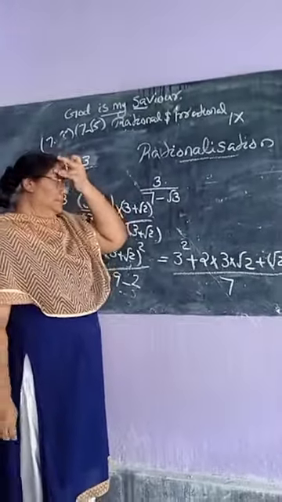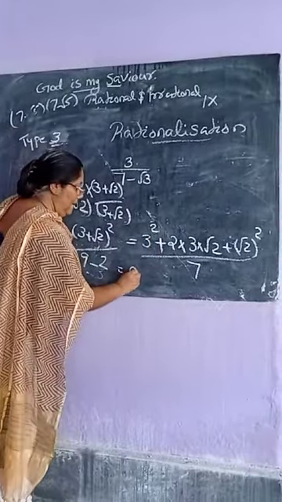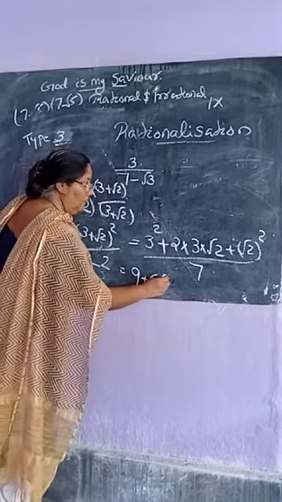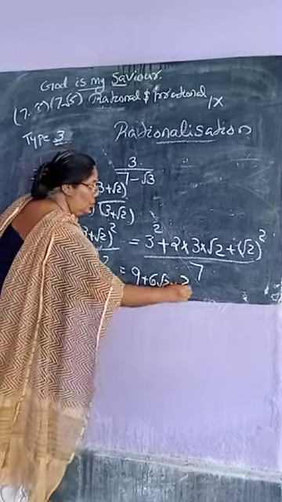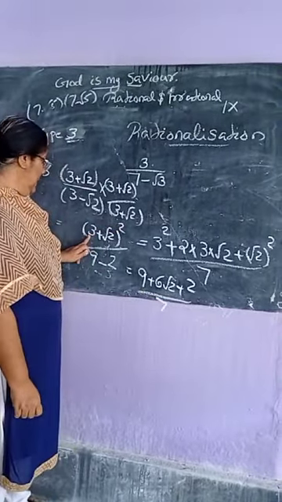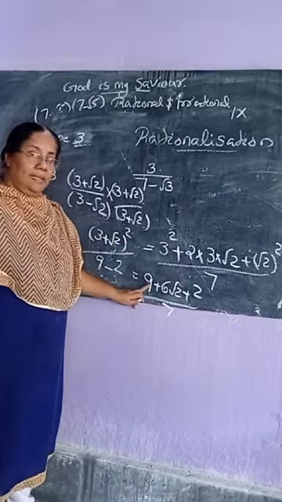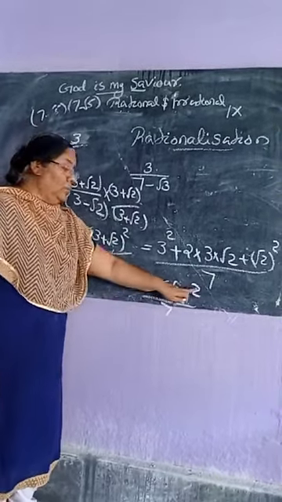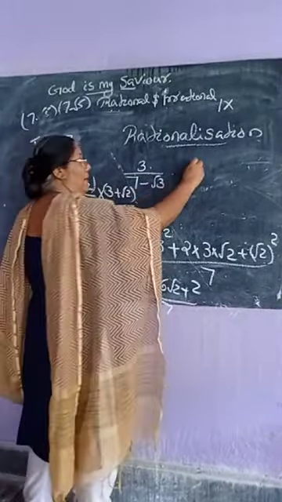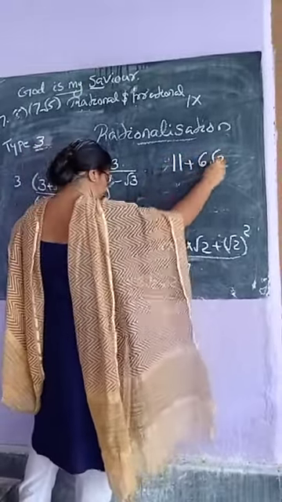Write the steps. What is 3 square? 9. 2 3s are 6 root 2, plus root 2 square, 2, by 7. All of you agree? 3 square 9, plus 3 2s are 6 root 2, plus 2. Write this. 9 plus 2. What is 9 plus 2? They are real numbers. 9 plus 2 is 11. Look here, I will write here: 11 plus 6 root 2 by 7.